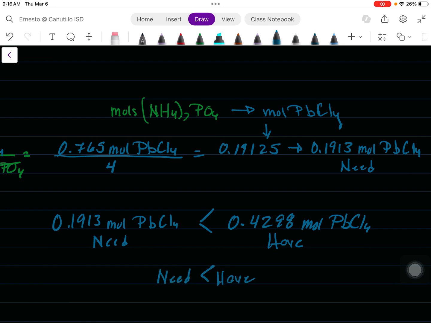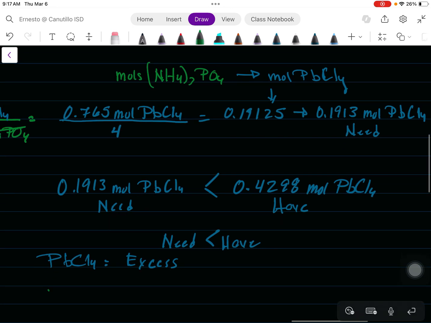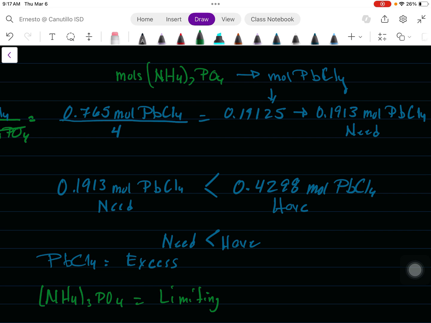So if I have more than what I need, then lead 4 chloride is the excess. And if lead 4 chloride is the excess, then ammonium phosphate must be the limiting. You don't have to do both. It doesn't matter which one you do. If one is the excess, the other is the limiting. If one is the limiting, the other is excess. So which reagent will be consumed first? Ammonium phosphate will be consumed first.